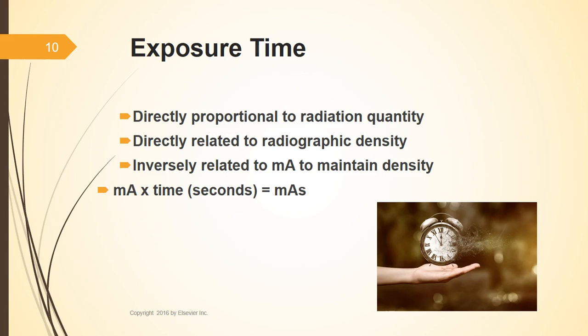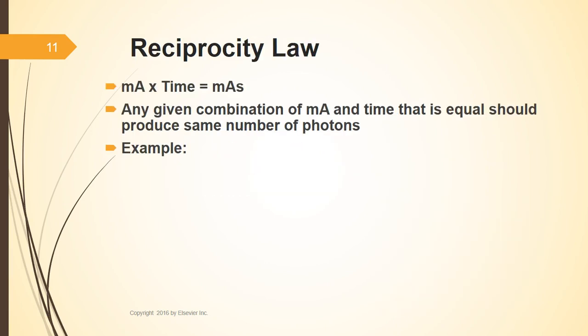So when we say they are inversely related to maintain density, this is known as the reciprocity law, and you need to know this. The reciprocity law is the same as MA times time equals MAS, or mass. Any given combination of MA and time that is equal should produce the same number of photons. So it's either a short exposure or a long exposure, and you vary your MA to go along with that time.